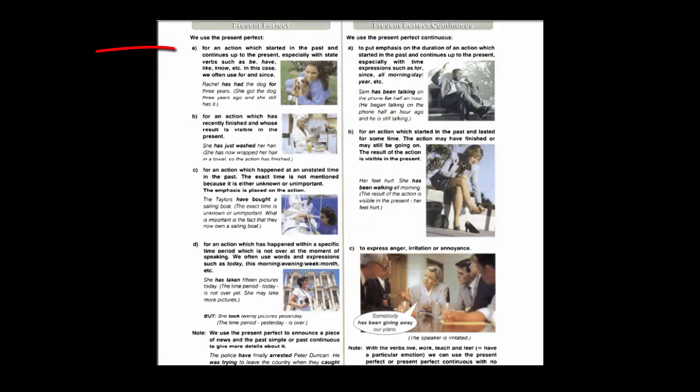We use present perfect for an action which started in the past and continues up to the present. For example, Rachel has had the dog for 3 years. The action started in the past and continues up to the present.